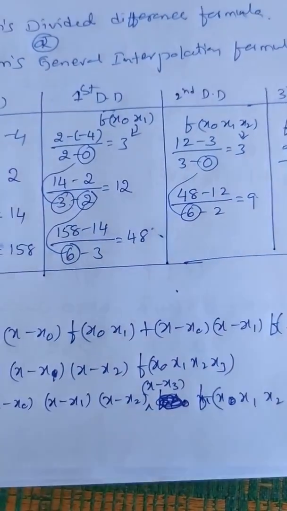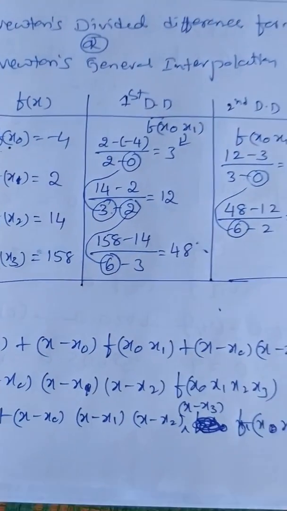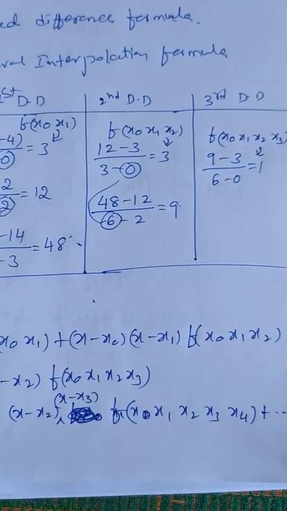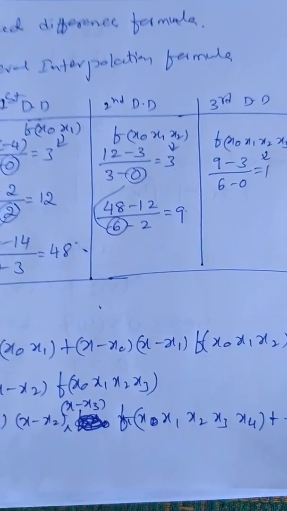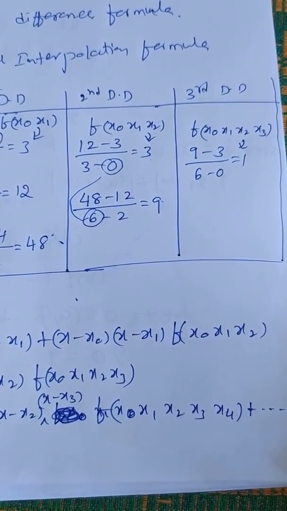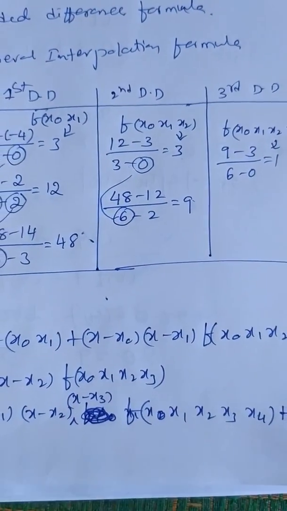Then what is the next one? Next one is (x minus x naught)(x minus x1)(x minus x2)(x minus x3) into (x minus x4), multiplied with the fifth divided difference, f of x naught, x1, x2, x3, x4, x5, etc.